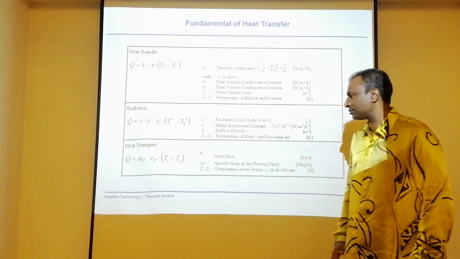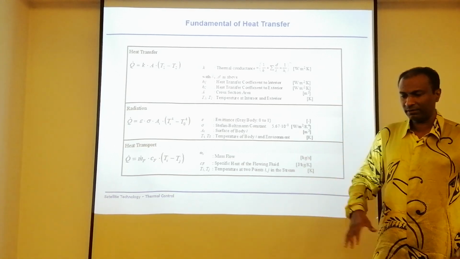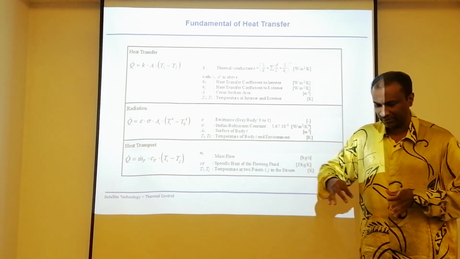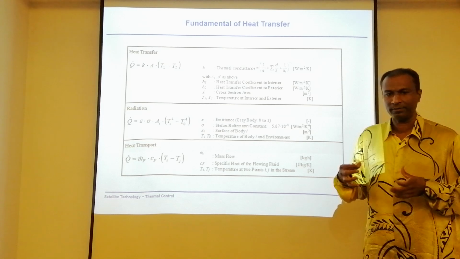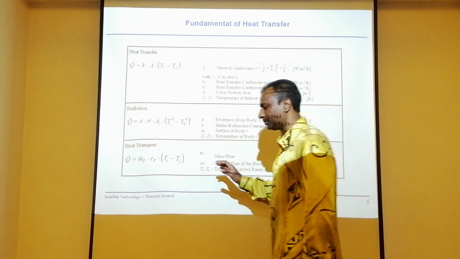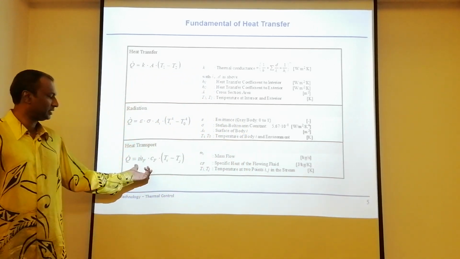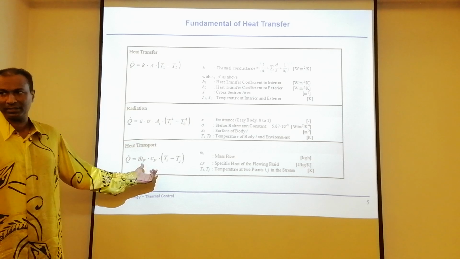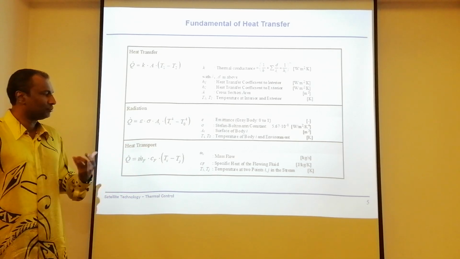Then comes the heat transport. Now heat transport is very particular. When a fluid is transferring heat and it has a flow, that means the fluid is moving, circulating, then we can calculate the heat transport using this particular relation. We have seen this, m c theta basically. m dot is the mass flow. It can be any fluid that we usually use.